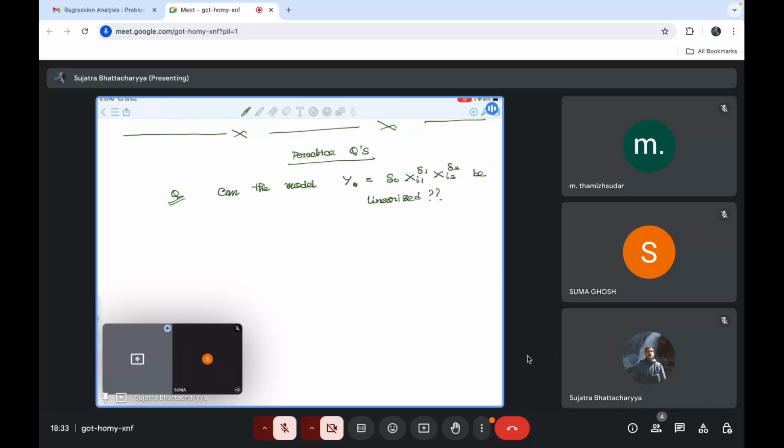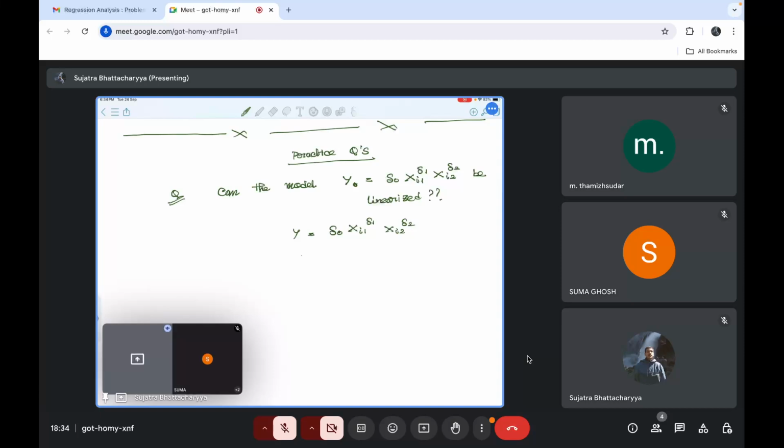To do this, see, delta naught, delta 1 and delta 2, these are constants. Okay. So how to linearize this? Can we do some transformation to linearize this? Yes, we can. Let's see. So what is the model which is given in the question? y is equal to delta naught x_i1. Here i is nothing but the number of observations, the ith observation, to the power delta 1 and x_i2 to the power delta 2.